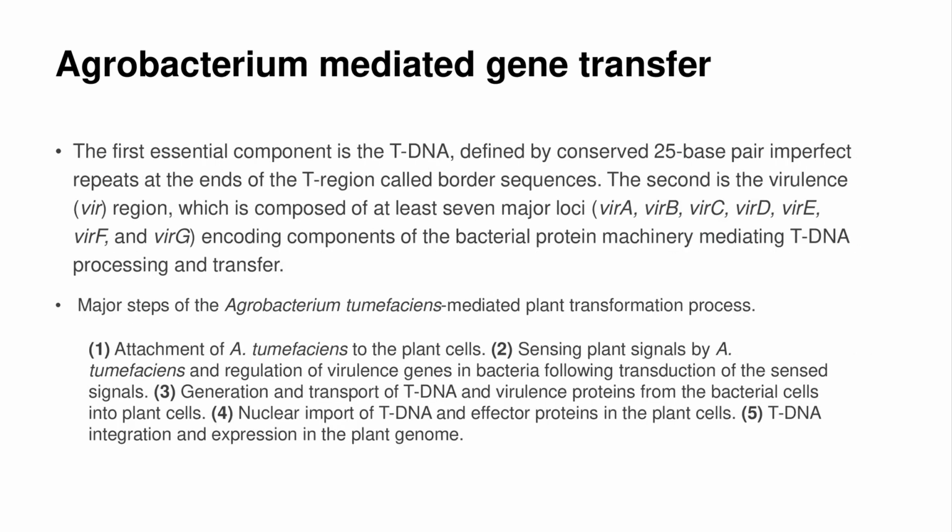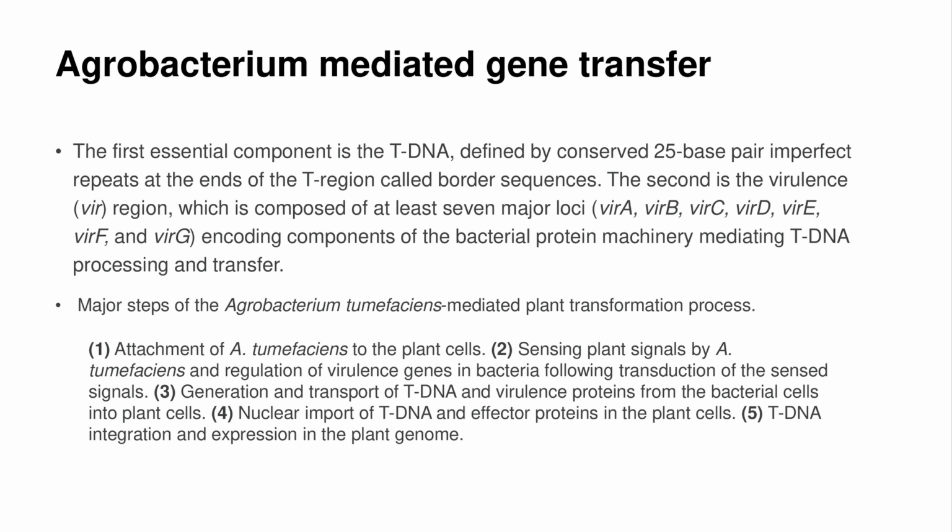And the first essential component is the T-DNA, defined by the conserved 25 base pair imperfect repeats at the ends of the T-DNA region called border sequences. Second is the virulence region, which is composed of at least 7 major loci, VirA, B, C, D, E, F and G, encoding components of the bacterial protein machinery mediating T-DNA processing and transfer.